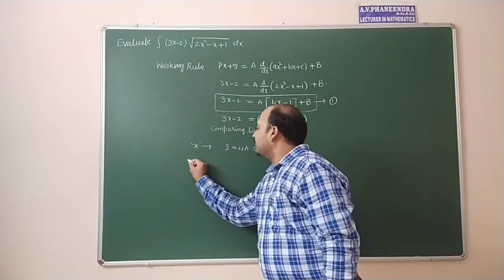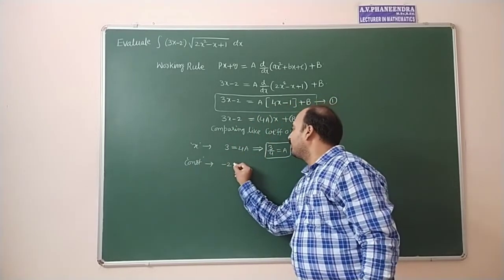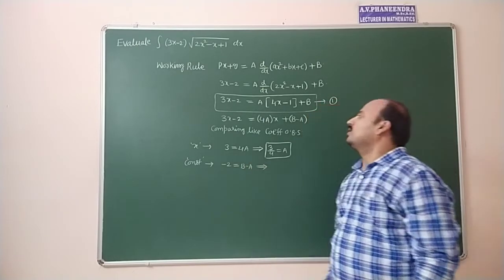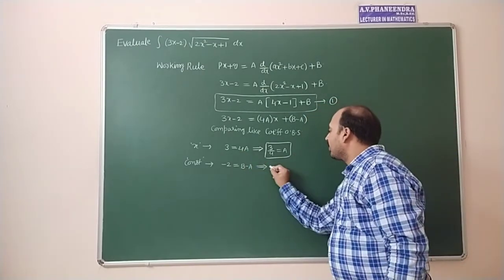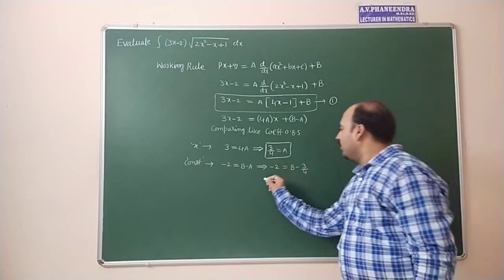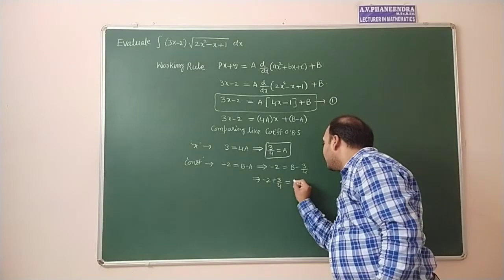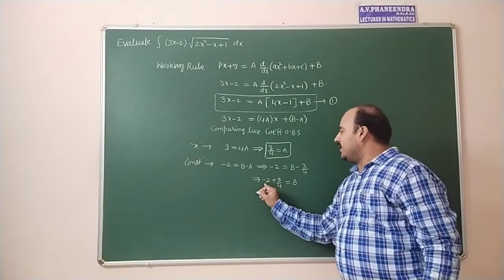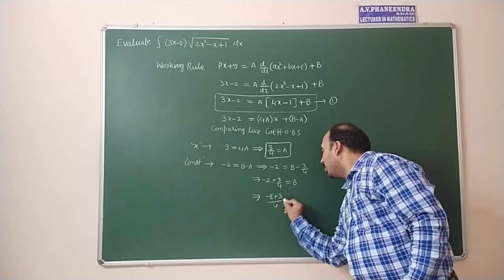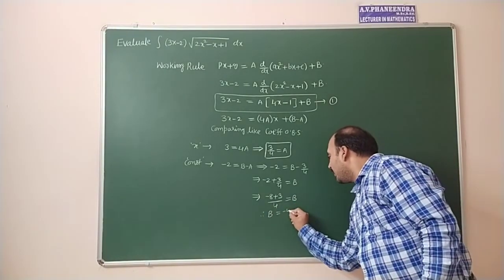Next, comparing constant terms. Here the constant term is minus 2 is equal to B minus A. That implies, substituting the A value here, minus 2 equal to B minus 3 by 4. Minus 3 by 4 we can take to this side. Minus 2 plus 3 by 4 is equal to B. Minus 8 plus 3 divided by 4 equal to B. Therefore B equal to minus 5 by 4.